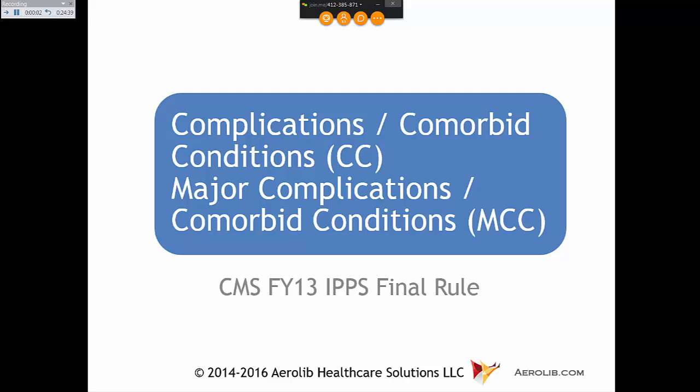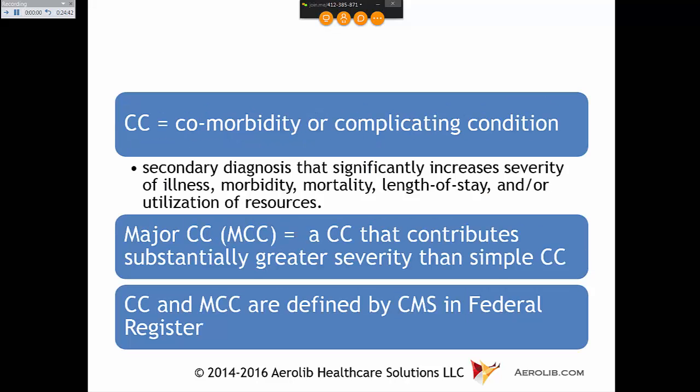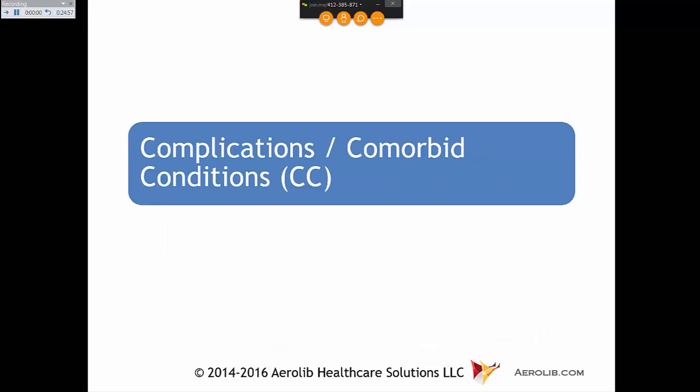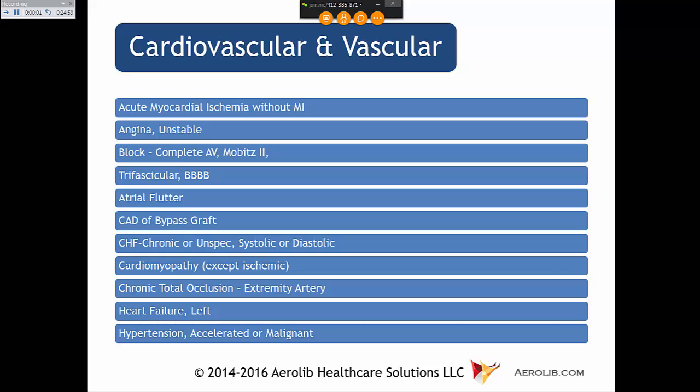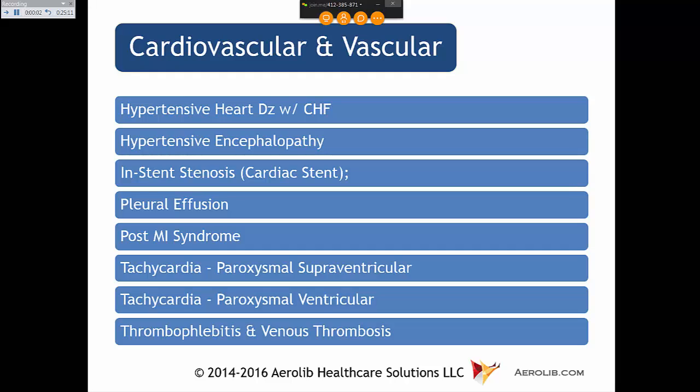When we talk about comorbid conditions or major comorbid conditions, we'll talk about some cardiac ones. These are secondary diagnoses that tell the reviewer about the severity of your patient, mortality, morbidity, length of stay, and utilization of resources. So when we talk about cardiac CCs, you can see there's acute MI, unstable angina, blocks, trifascicular blocks, atrial flutter, CHF. There's hypertension, whether that hypertension is associated with acute encephalopathy, whether there's a post-MI syndrome, and what if there is tachycardia, what is the tachycardia?